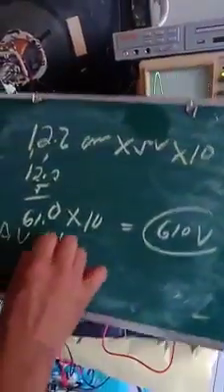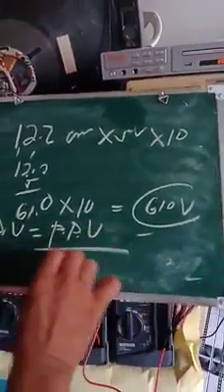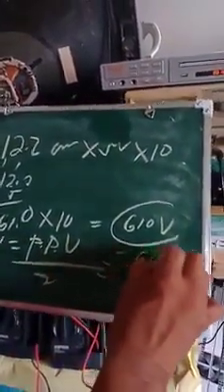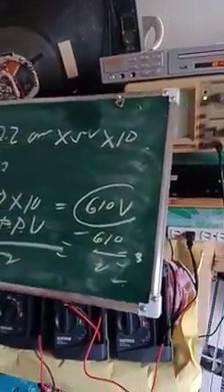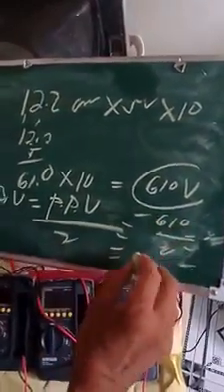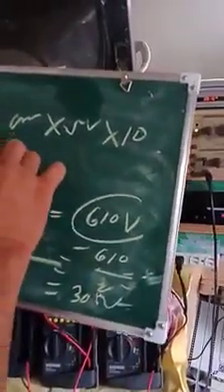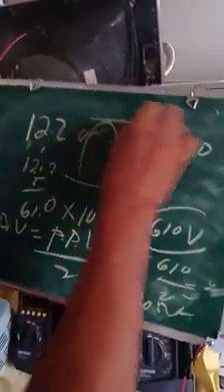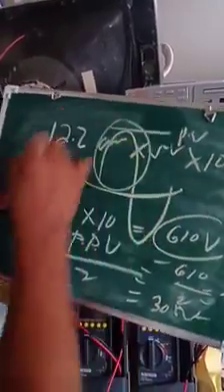Then what is the peak value? The peak value is equal to the peak-to-peak value divided by 2. When we divide 610 by 2, the result is 305 volts. That is actually the peak value of one alternation.